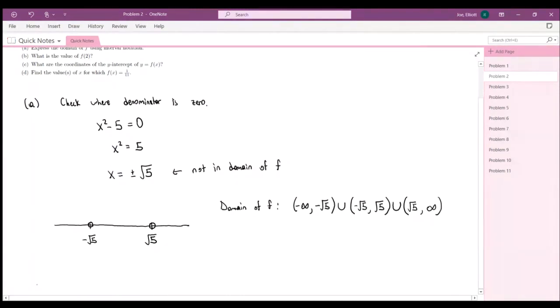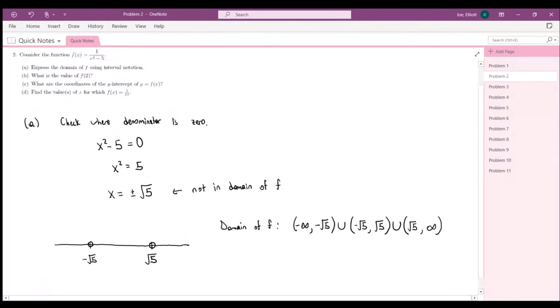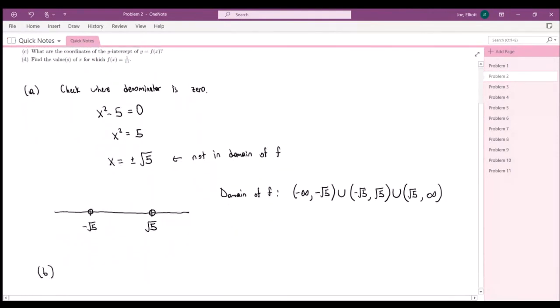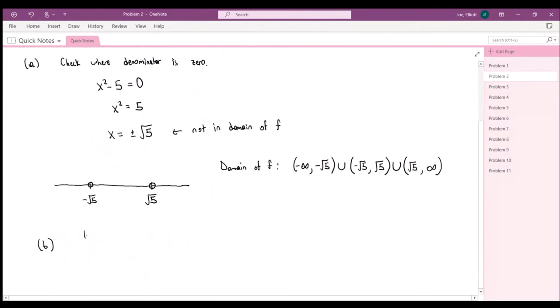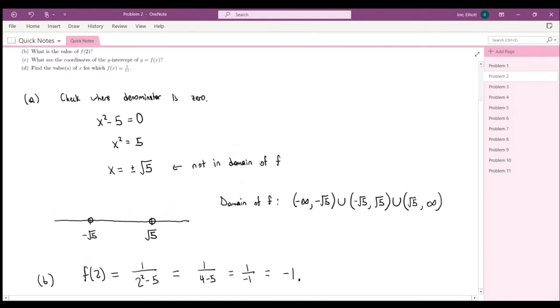Part B, find the value of f of 2. How do I do that? You plug in 2 for x. Yeah, exactly. So that's pretty simple. Let's just do that real quickly. So f of x is 1 over x squared minus 5, sorry, it was minus 5, right? So just plug in 2 for x. And so here it's 1 over 4 minus 5. So 1 over negative 1, which is the same as just negative 1. Perfect.